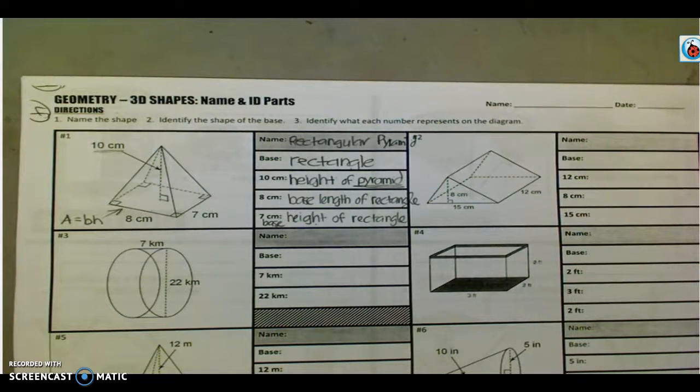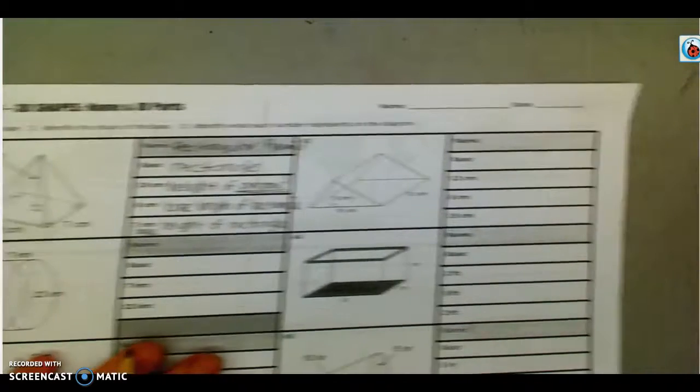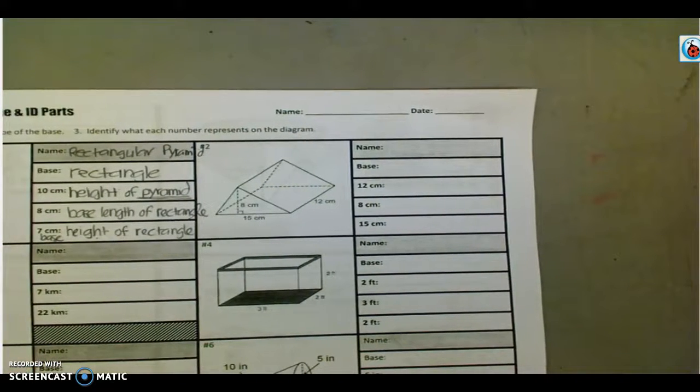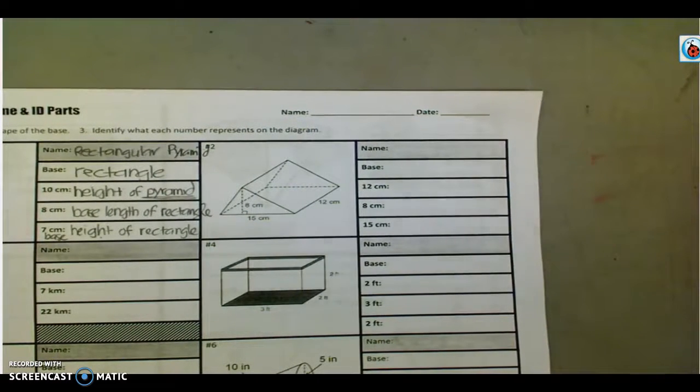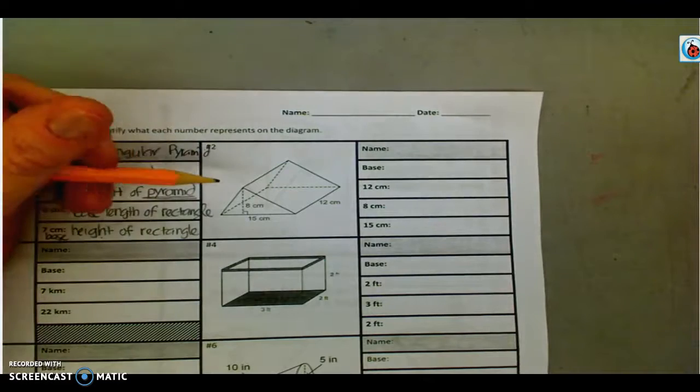All right, we're going to take a look at one more here. Okay, look at number 2. I ask that you pause the video and see if you can figure this out for yourself and come back and then check your answers. Okay, hopefully you paused it and now you're coming back and checking.